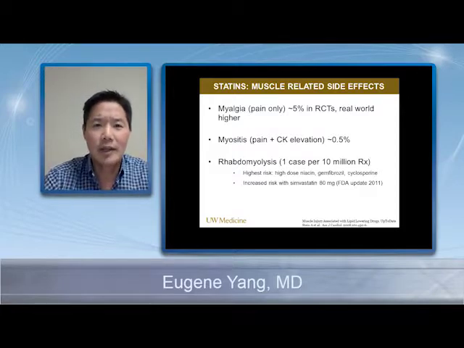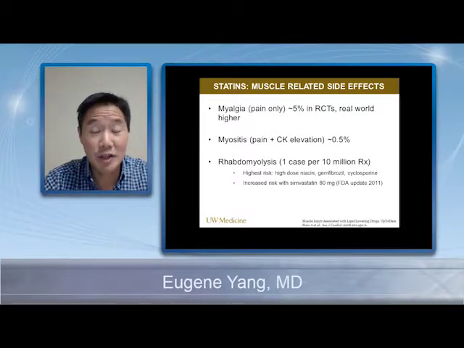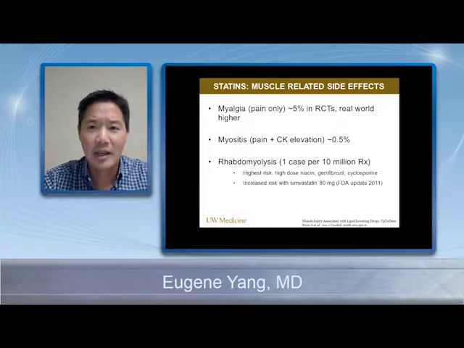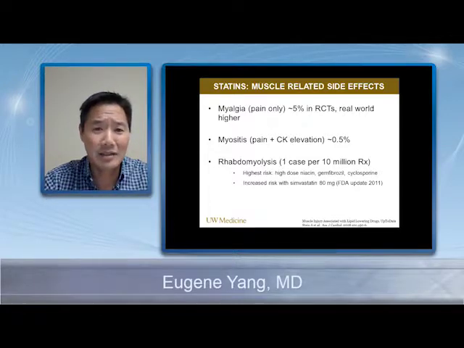So again, if we look at muscle-related side effects, myalgias, which are only pain-related symptoms without CPK elevations, have occurred in about 5% of randomized clinical trials. In real-world experience, I think that's probably up to 10% of patients. Myositis, you can see, is very rare, only occurring in 5 in 1,000 patients, and rhabdomyolysis is very uncommon, only occurring in 1 case per 10 million prescriptions.